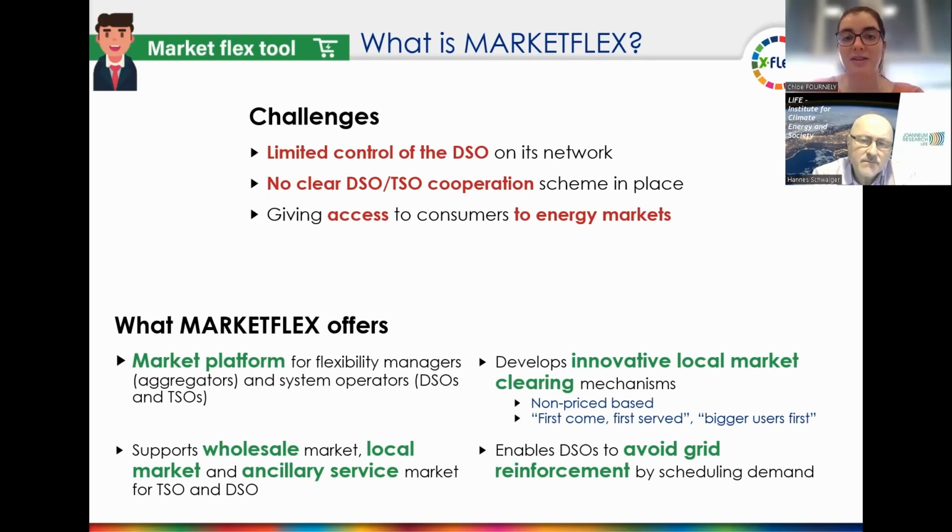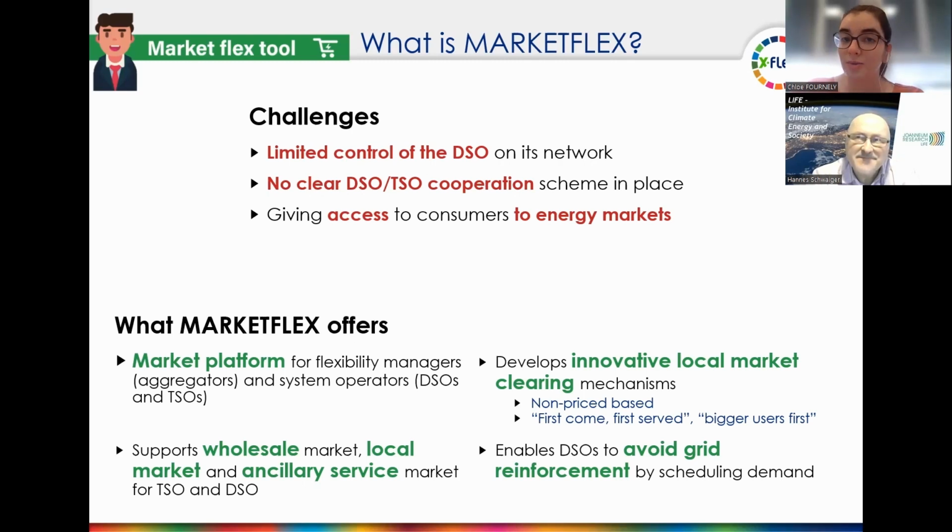And the system operators, the DSOs, have very limited control over their grid at the moment. And between the distribution system operator and the transmission system operator, there is no real scheme of cooperation in place today. Another challenge that is important for us is the strong motivation from the European Commission to give access to every consumer in Europe to energy markets.